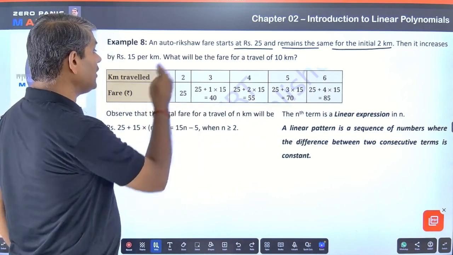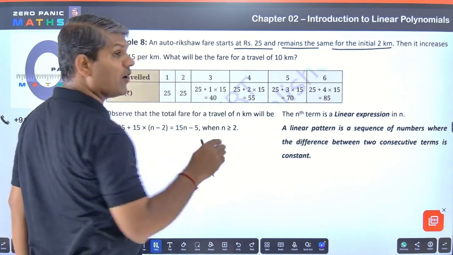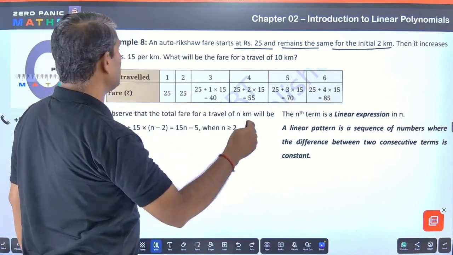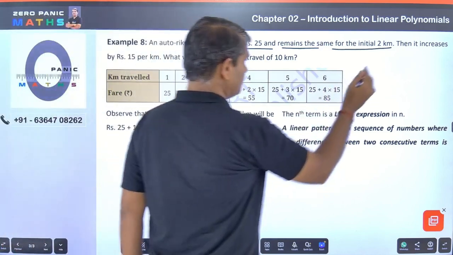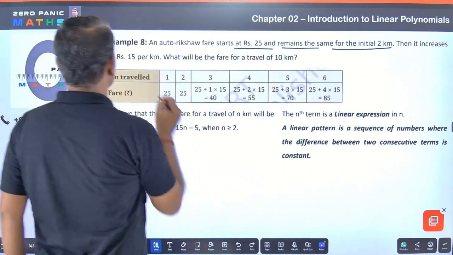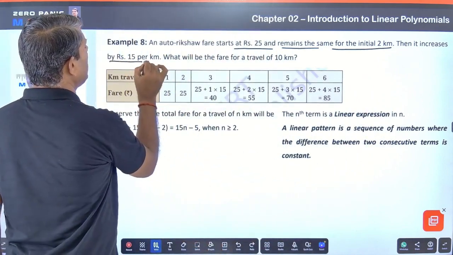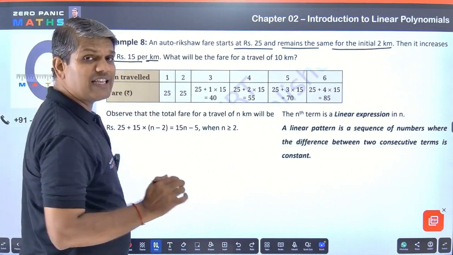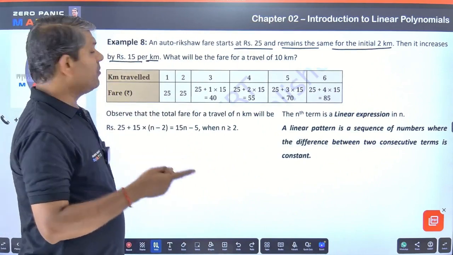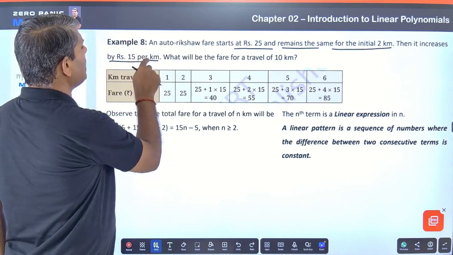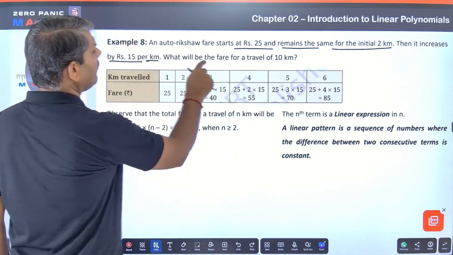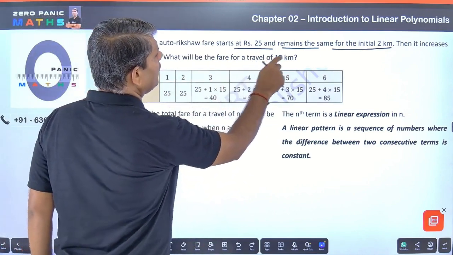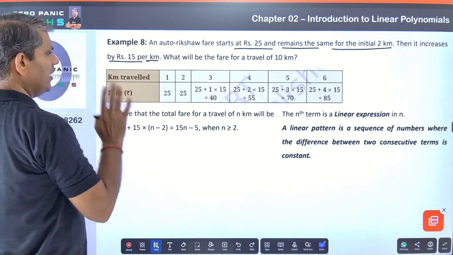Okay, but after the second kilometer, after 2 kilometers, there is a different fare per kilometer. So it increases by rupees 15 per kilometer. As I said, after 2 kilometers, 15 rupees per kilometer is getting added. You can see that. Okay, what will be the fare for a travel of 10 kilometers? That is the answer we need to find out.